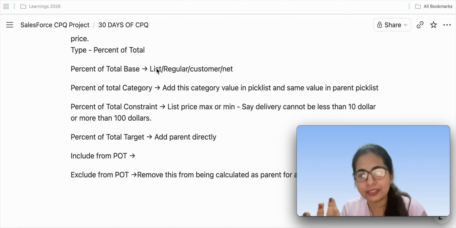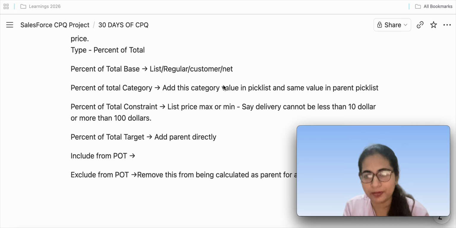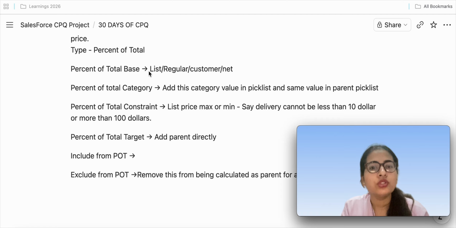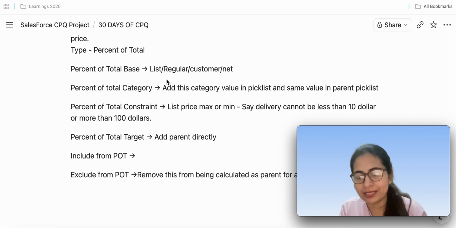How should the percent of total of the parent, which is our car, versus the child, which is the dependent product, the delivery in our case, be calculated? Should it be based on the list price or on the net price? Sometimes the list price may be zero, in case we are using a cost price method. So I hope this percent of total base is clear.